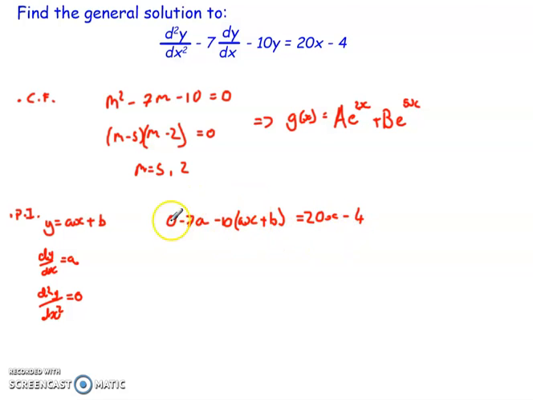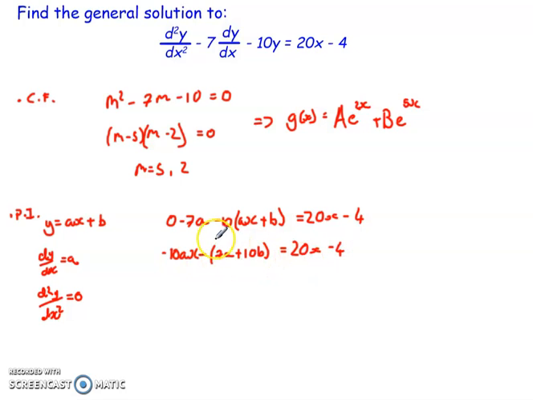So what I now do is I sort this side here such that I can equate the coefficients to the numbers that are here and solve for the a and the b. So if I multiply out this bracket here, what I'll end up getting is minus 10ax. I'm then going to have minus 10b minus 7a, so I'm going to put that in a bracket. So I'm going to have minus 7a plus 10b. Now I know that that equals 20x minus 4.